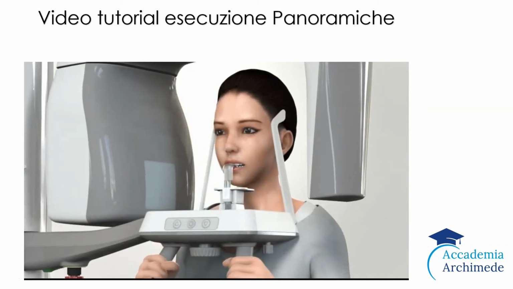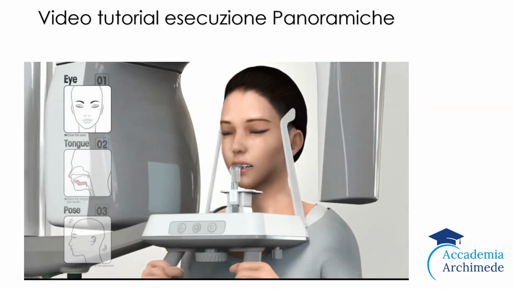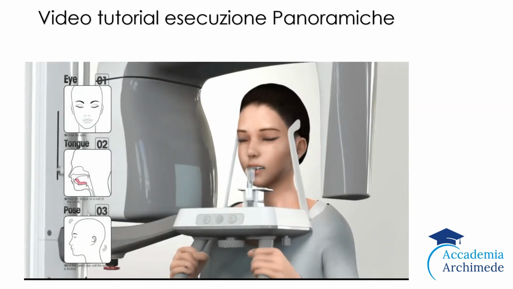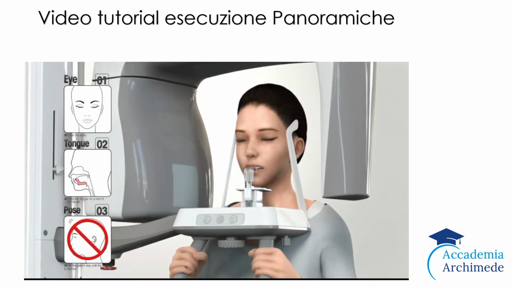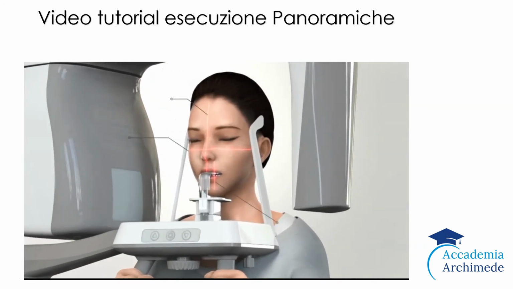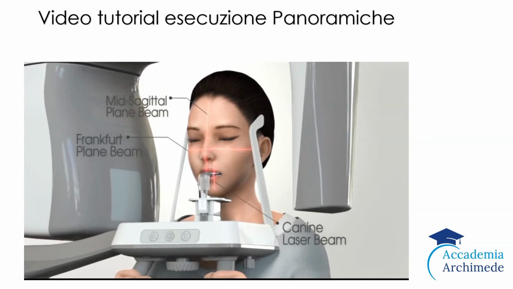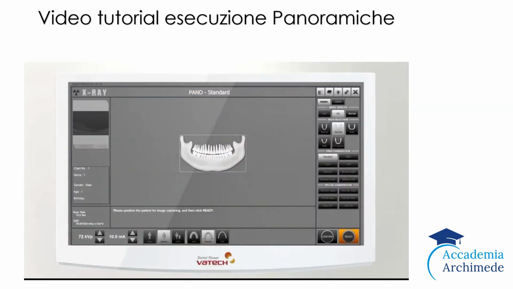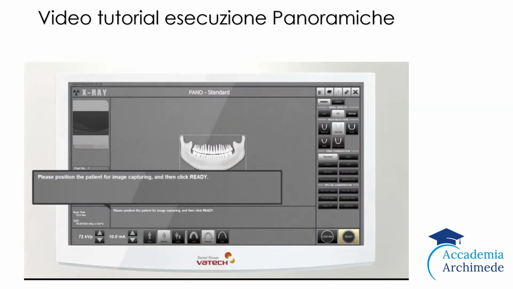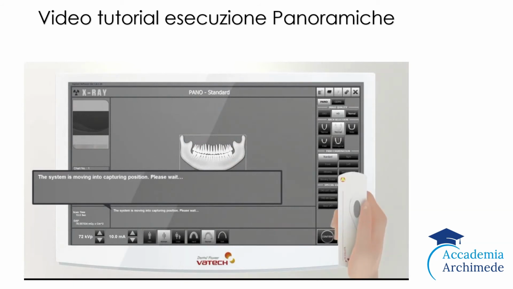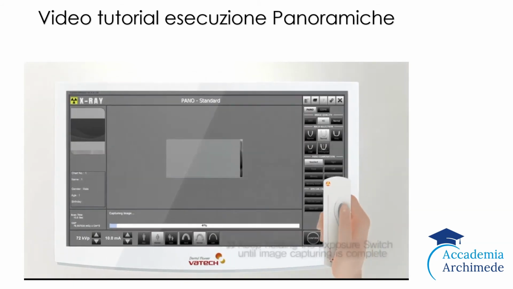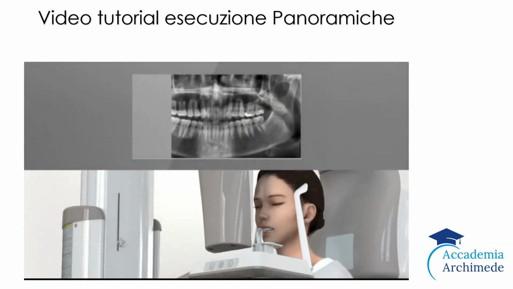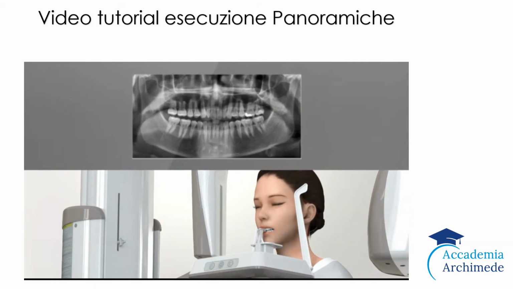During image capturing, ask the patient to close the eyes and place the tongue on the hard palate. Also, instruct the patient not to move until the image capturing is completed. The operator should confirm the 3 beams are placed appropriately before capturing the image. Go back to the control unit and click the Ready button. Press and hold the exposure switch as guided in the capture software. While the exposure switch is held, radiation is exposed and the images are taken.